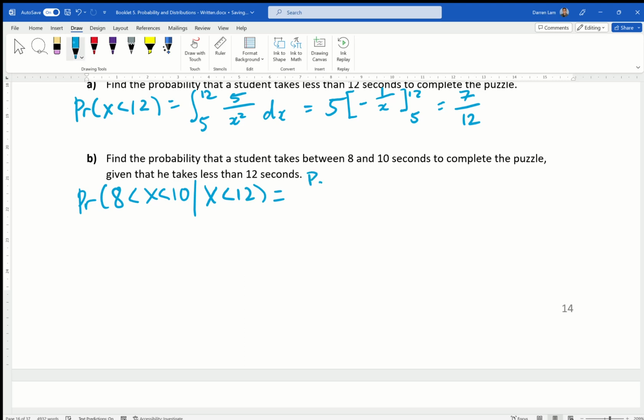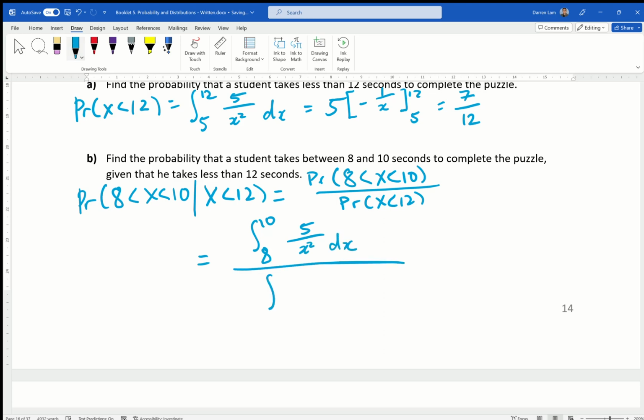Which would equal, because it needs to be an overlap, doesn't it? So it's the probability of X being between 8 and 10 over the probability of X being less than 12. The overlap is just that first one, which ends up being equal to the integral from 8 to 10 of 5 over x squared dx over the integral from 5 to 12 of 5 over x squared dx. The numerator is from 8 to 10, the denominator from 5 to 12. We're going from 5 to 12, not 0 to 12, because that's what our function was originally defined as, which gives us an answer of 3 over 14.